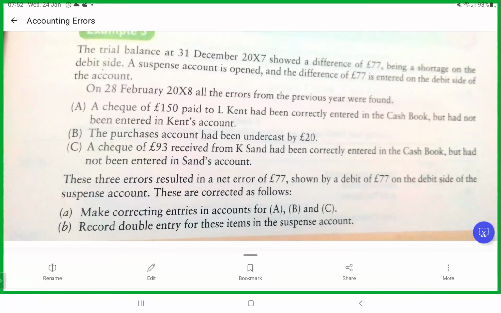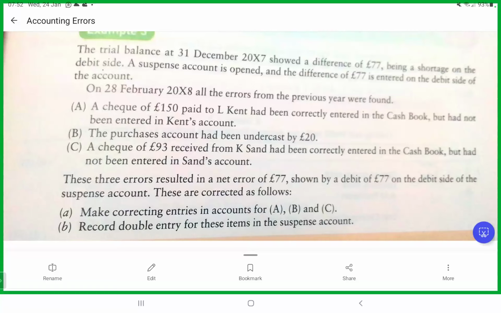Right. So now, number 1, there was a check of 150 that was paid to Kent that had been correctly entered in the cash book but had not been entered in Kent's account. So this is the error that they discovered, number 1. There was a check that was paid to someone. If you pay a check, it means you credit the cash book, isn't it? That's what we agreed, that when you are recording in the cash book, if you issue a check, you have to credit the cash book.